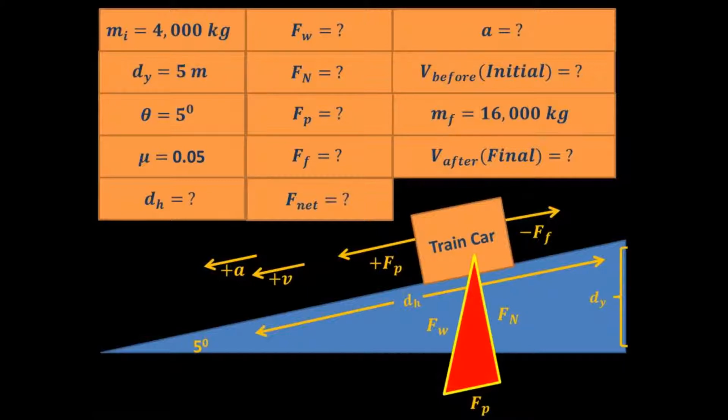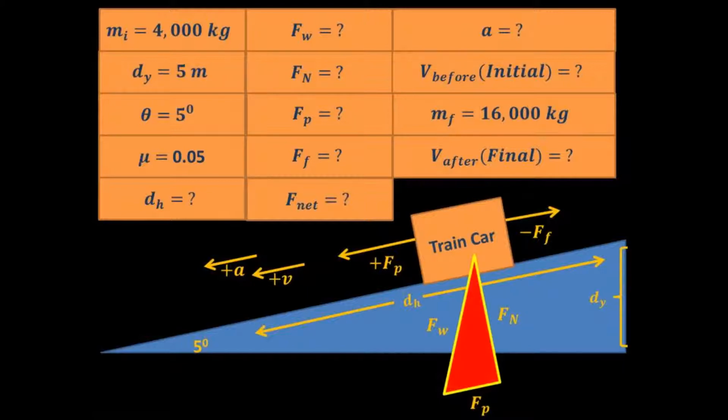MI, or M initial, is 4,000 kilograms. That's the mass of the train on the ramp. dy is the height of the ramp, or 5 meters. Theta, the angle, is 5 degrees. The coefficient of friction is going to be 0.05. The dH would be the length of the ramp.